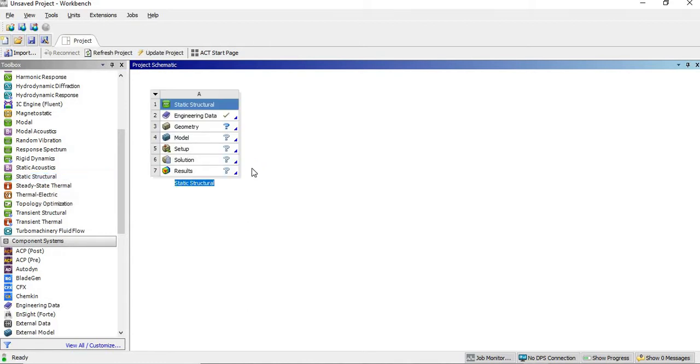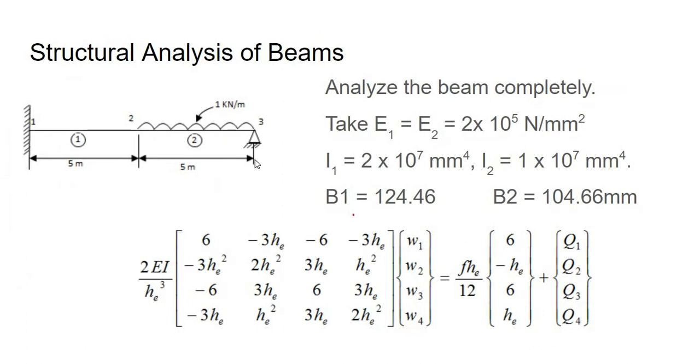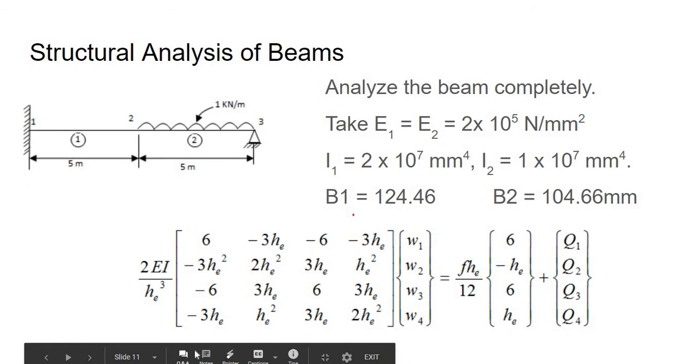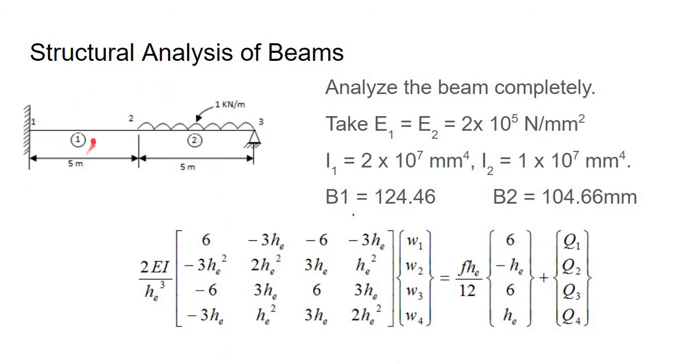So let us see what is the problem we are having. This is the beam problem that we have, and it's basically a UDL. Towards one end it's a fixed support, whereas on the other end it's a pin support, and we have a UDL of 1 kilonewton per meter. So let us solve it.